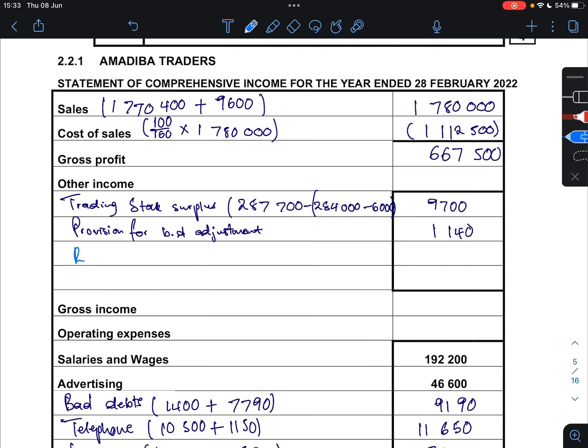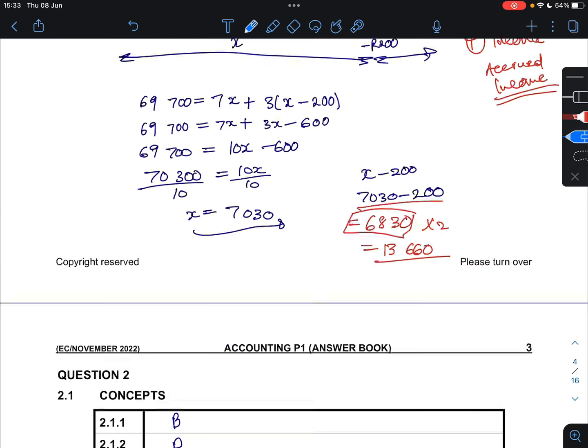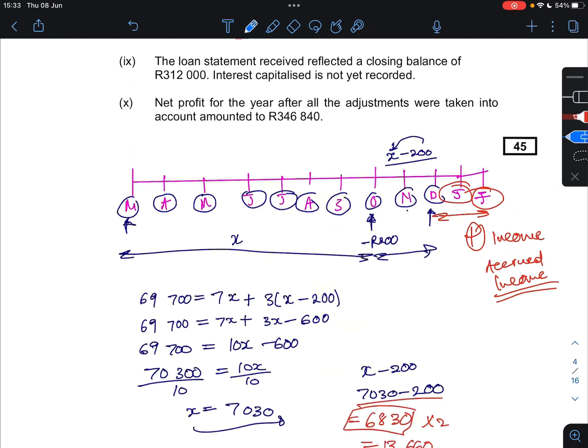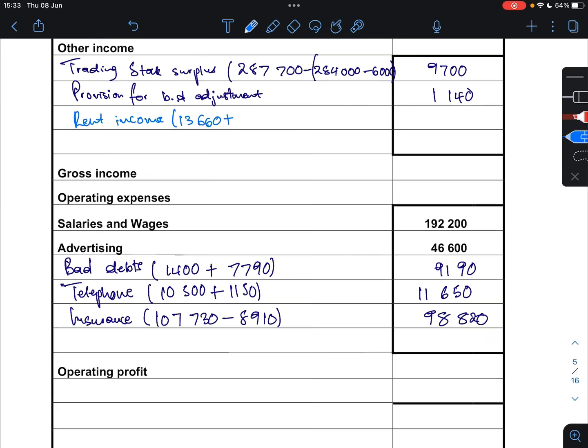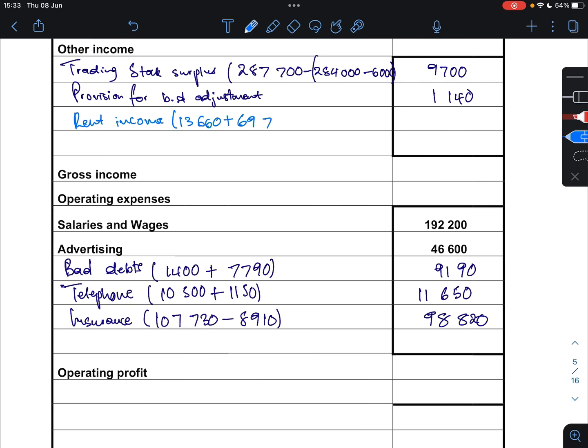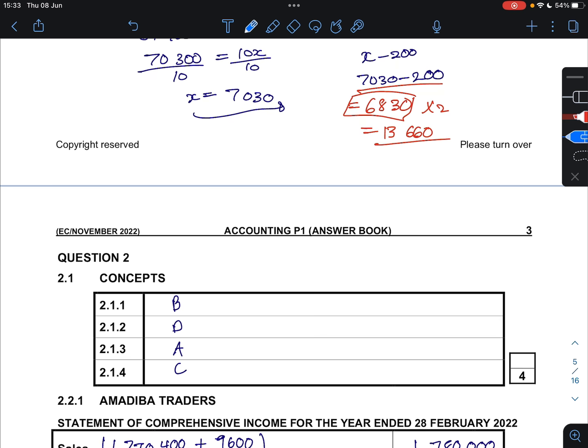All right, so we will increase our rent. We have rent income, that's 13,660 plus what we were given there, which is 69,700, and that shall give us 83,360. Okay, now we are done with rent.